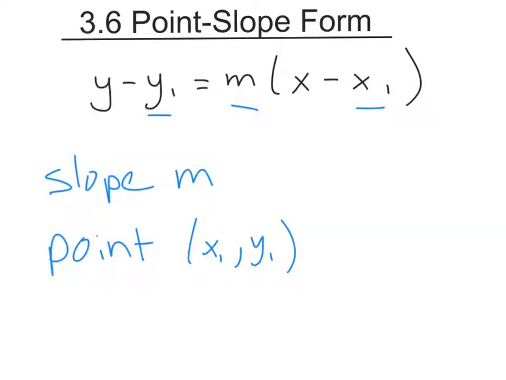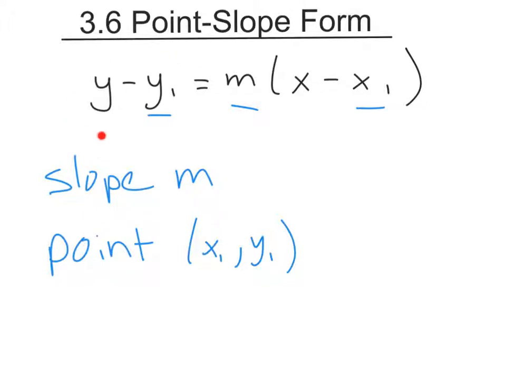This video covers section 3.6, point slope form. This is our last form of the equation of a line. It's a little bit less useful or less common than the y equals mx plus b, the slope-intercept form. But the thing about the slope-intercept form is it requires a y-intercept, which is a very specific point.